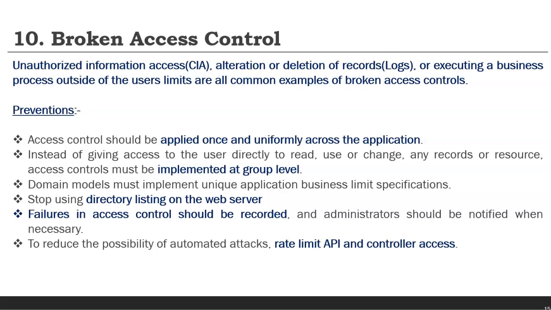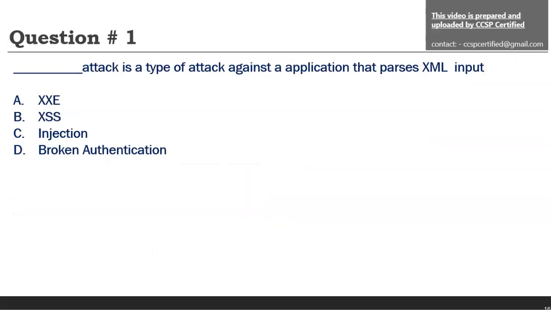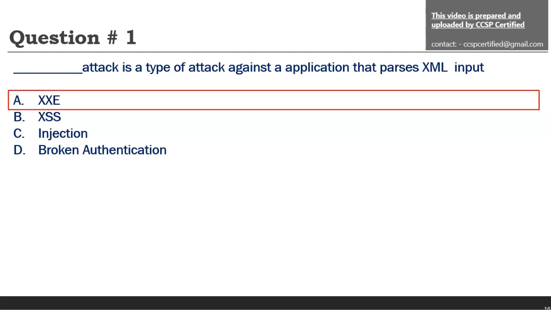and we'll cover a few questions to understand what type of questions can be asked from this topic. So first one, very easy. What type of attack is the attack against an application that parses XML input? So we have seen that when the XML file is passed and sent to the server, there is a vulnerability, XXE, which can be used to send data to execute something or get data from the server. So XXE is the answer for this question.